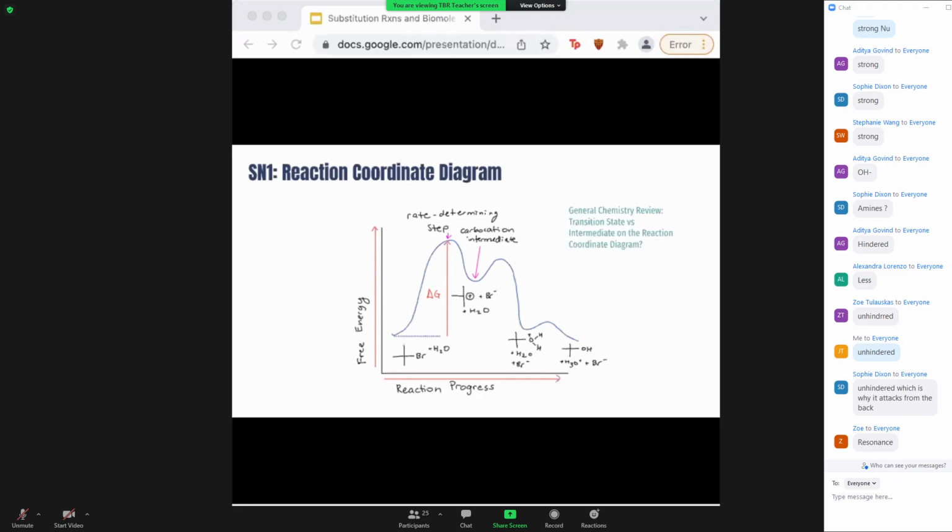Yeah, exactly. So a transition state is a peak in the graph, and an intermediate is a trough or a dip in the graph. An intermediate is basically just a short-lived, unstable molecule that's formed in between the reaction when the reactants change into products. And the transition state is just the state before formation of the new molecule.